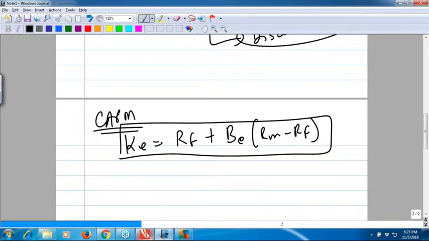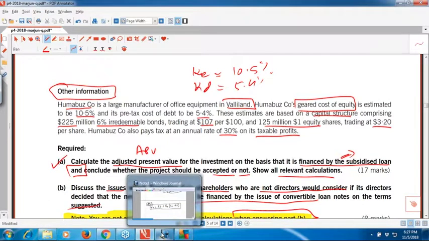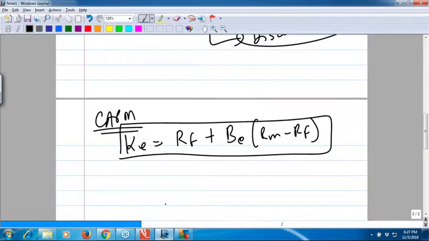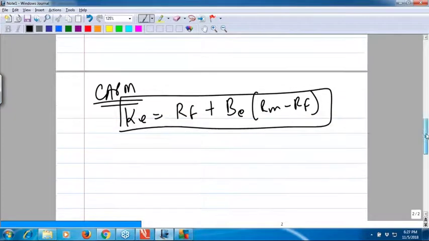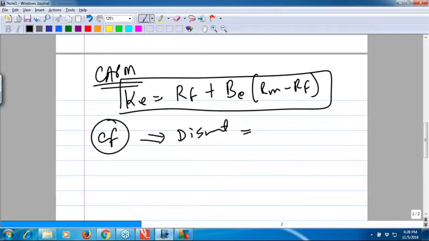But in this scenario, we are not being given the risk-free rate of return, we are not being given the market rate of return, and we are neither being told about the equity beta. So how exactly are we going to solve this scenario? We need to calculate the cash flows and discount them using the ungeared cost of equity.